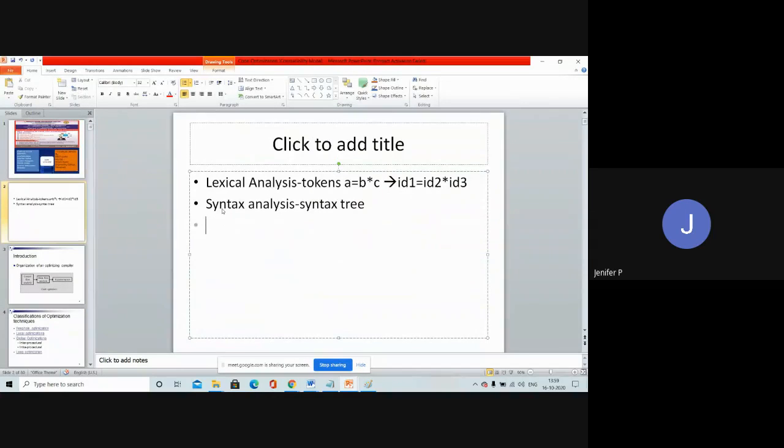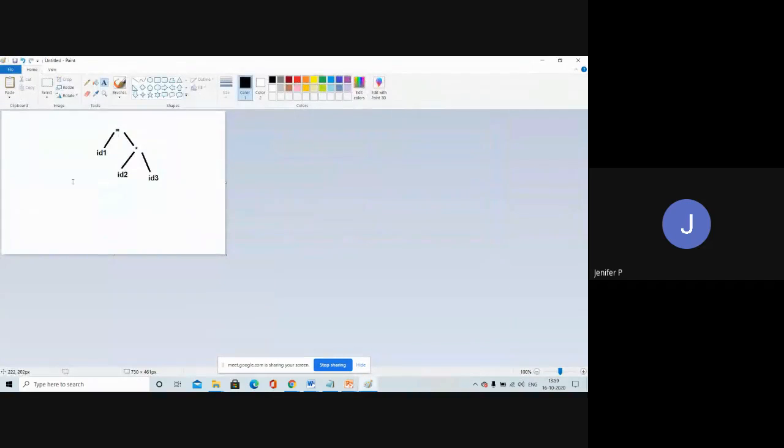Then comes the semantic analysis. So in semantic analysis, what will be the output? The same syntax tree. If some type information is needed, that will be added to it. Here everything is identifiers, just variables. So the semantic analyzer will check just the types of ID1, ID2 and ID3, whether they are compatible or not. That is the only thing it will check. And if it is okay, the same output will be produced for this particular source code.